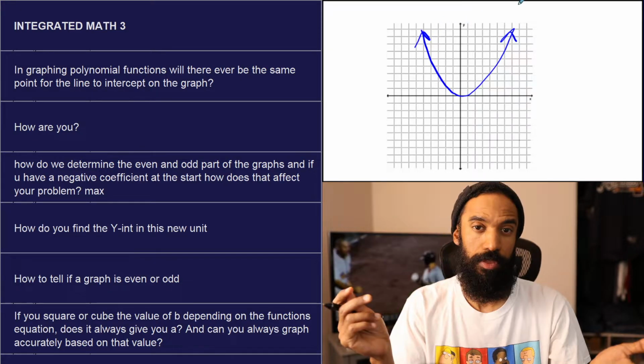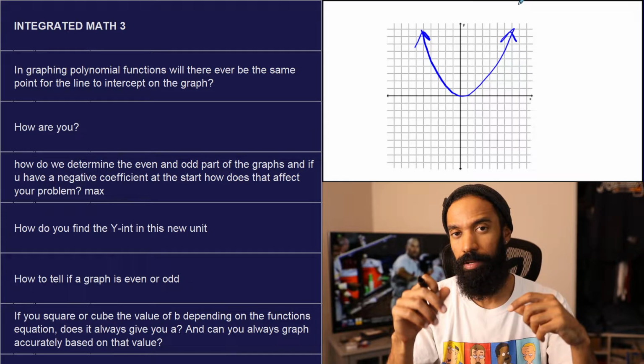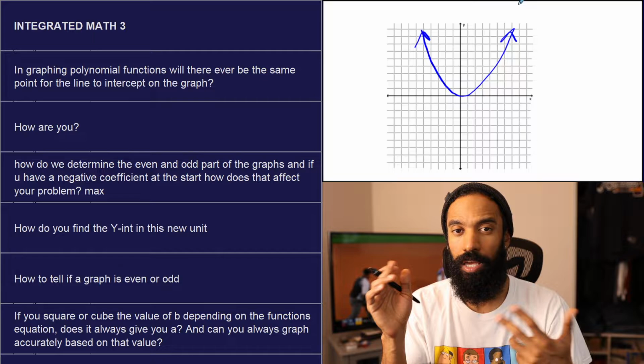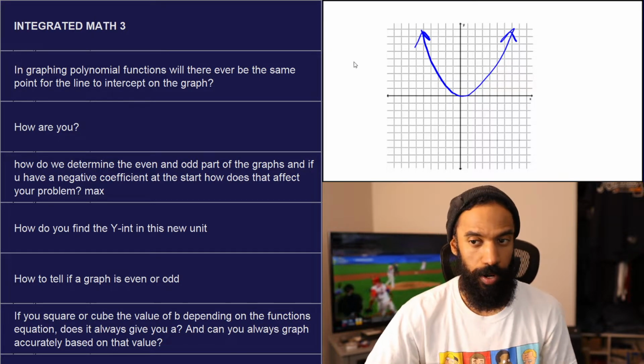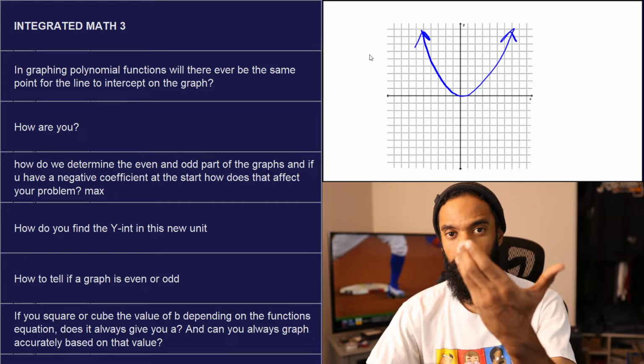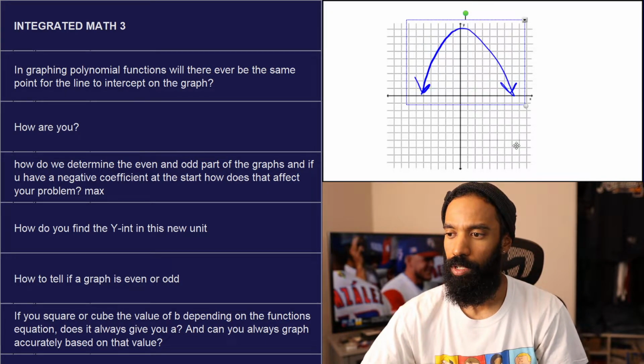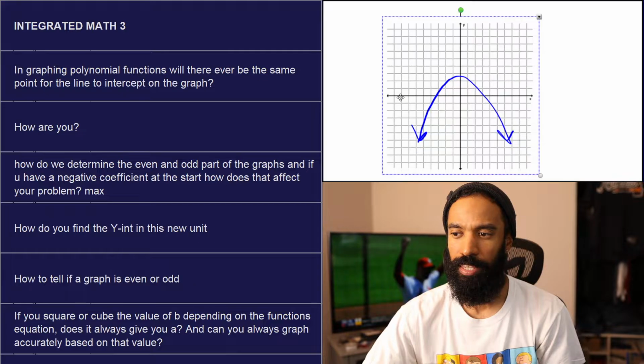When I square something, it turns positive, right? But that's if I have a positive leading coefficient, if my a value, if you will, is positive. If it's negative, what happens is you square the number, it turns positive, and then you multiply it by a negative number, and then it flips over, it turns negative. It goes from here to something like this, right? Suddenly it flips over like that, and that's what you get.